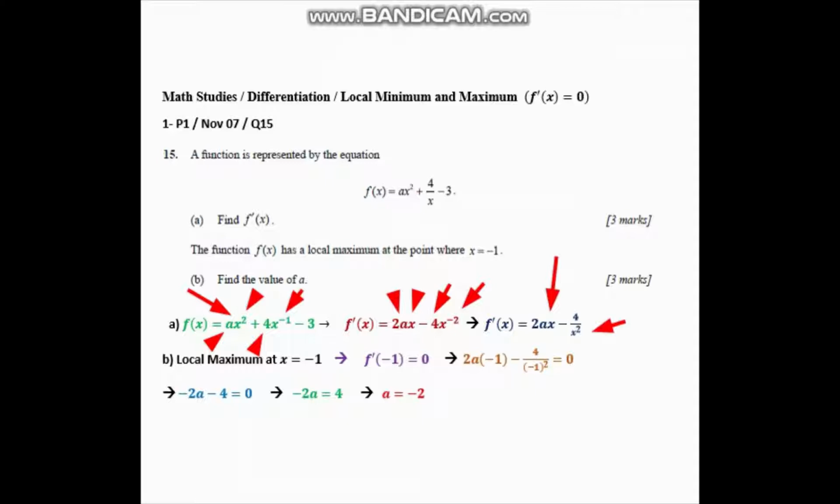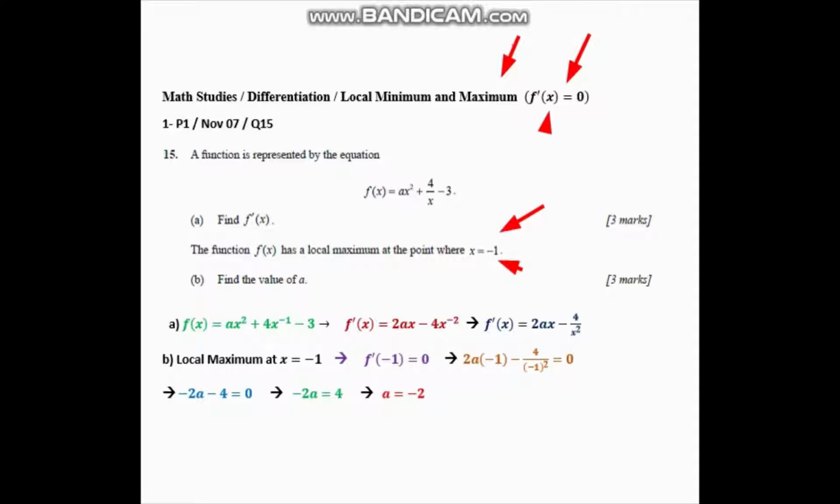Anyway, for question B, we are told that the function f of x has a local maximum at the point where x equals negative 1. So we should infer from this that since there is a local maximum, as the title suggests, f dash of x equals 0. However, f dash of x equals 0 at a particular point, which is the point where x equals negative 1. So instead of f dash of x, I'm going to write f dash of negative 1 equals 0. And f dash of negative 1 simply means the value of f dash of x when x equals negative 1.